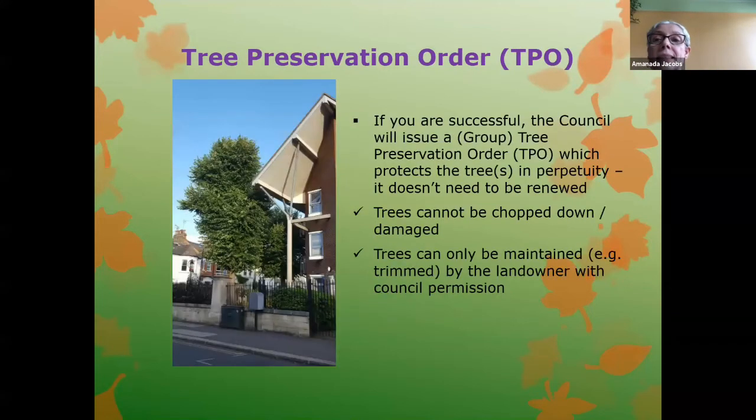If you're successful, the council will issue a tree preservation order, and that will protect the trees in perpetuity. It doesn't need to be regularly renewed, and it means the trees can't be chopped down or damaged, and they can only be maintained with permission of the council.